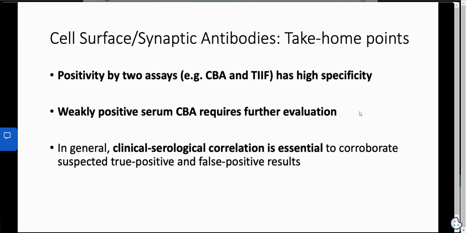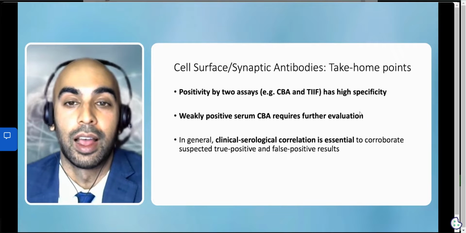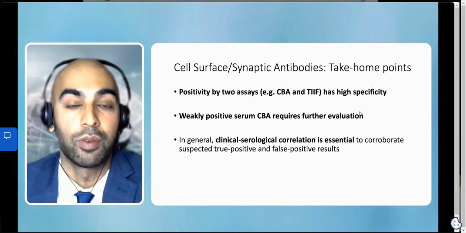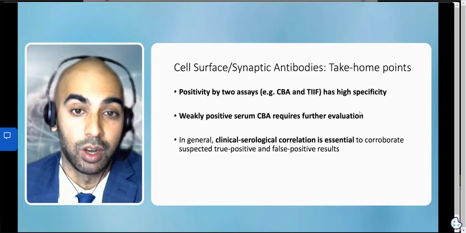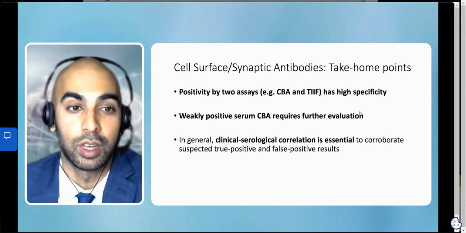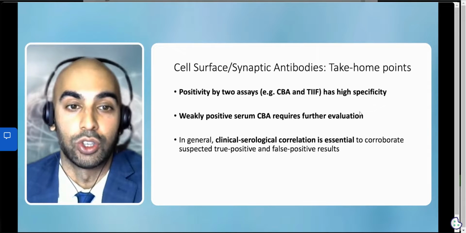So a few take-home points for these antibodies. Positivity by 2 assays, such as cell-based assay and brain tissue indirect immunofluorescence, has the highest clinical specificity. Whenever you see weak positivity for serum cell-based assays, this requires further evaluation. For some antibodies, such as anti-NMDAR, CSF evaluation may be most helpful. For other antibodies, such as anti-Caspr2, testing serum at a higher dilution may be helpful.